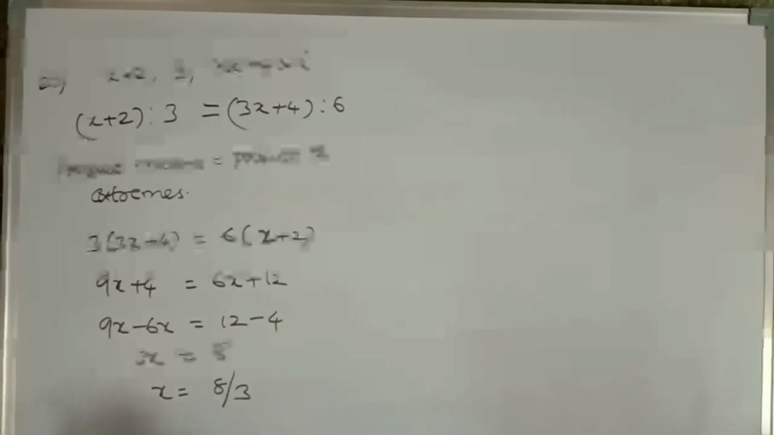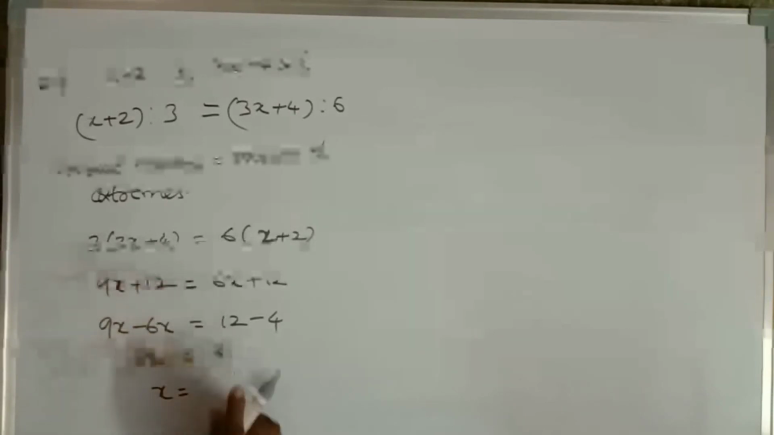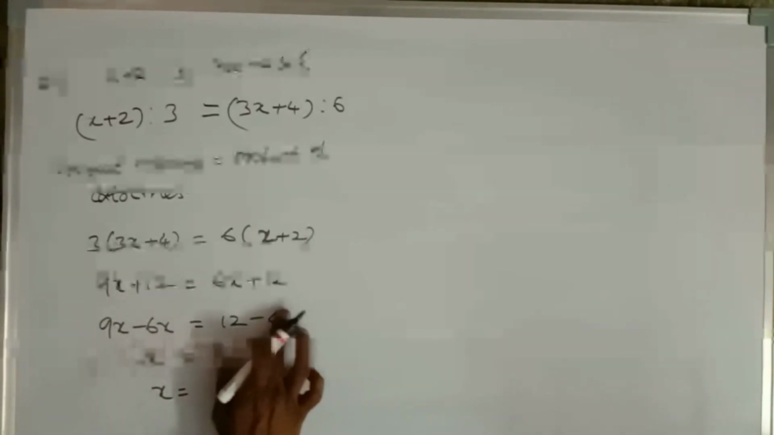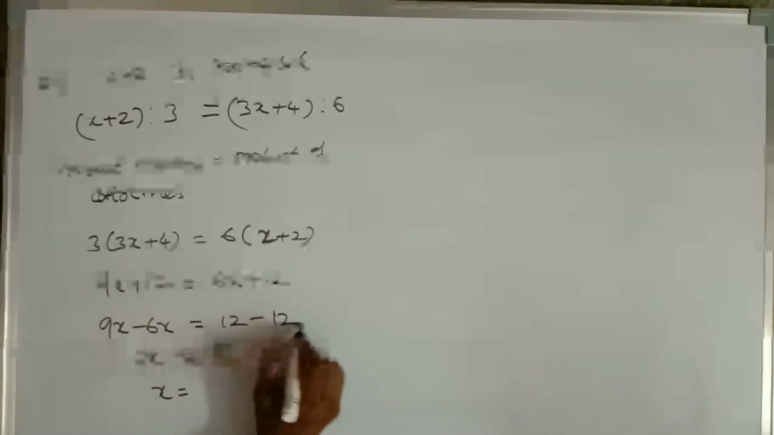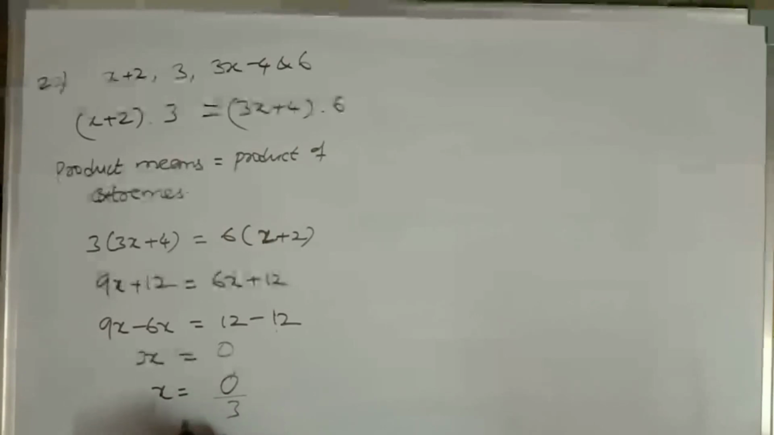Sorry, wait children, wait. So here 3 4s are 12. So here it is 12. It will be 0. Then x is equal to 0 by 3. Then x is equal to 0. That is the answer.